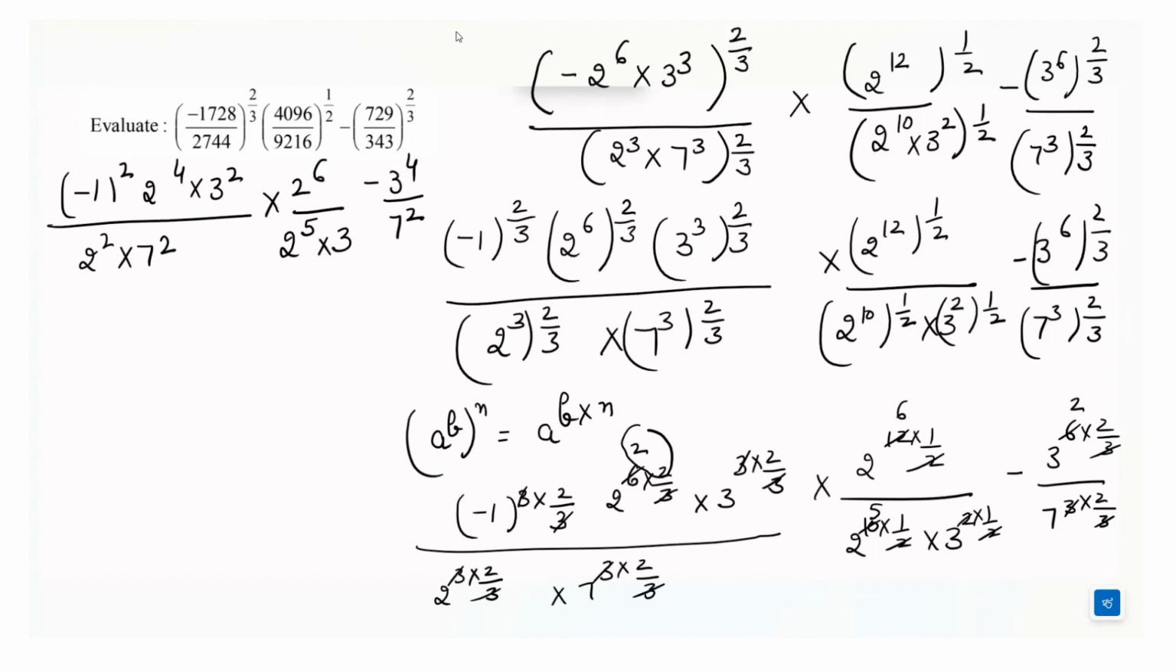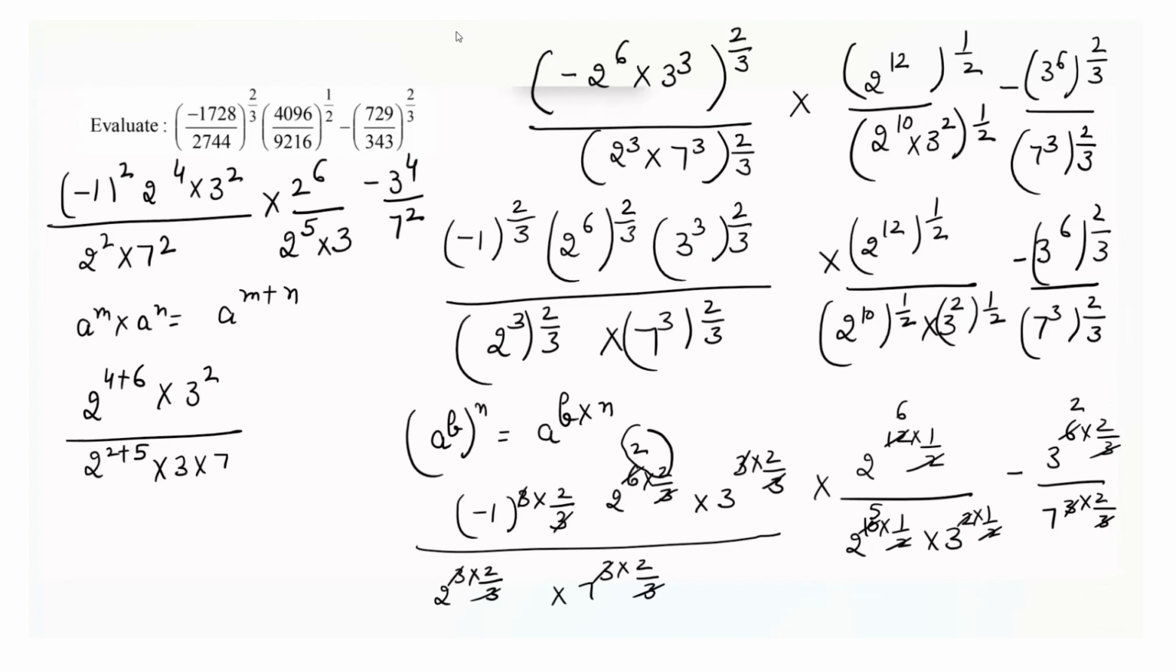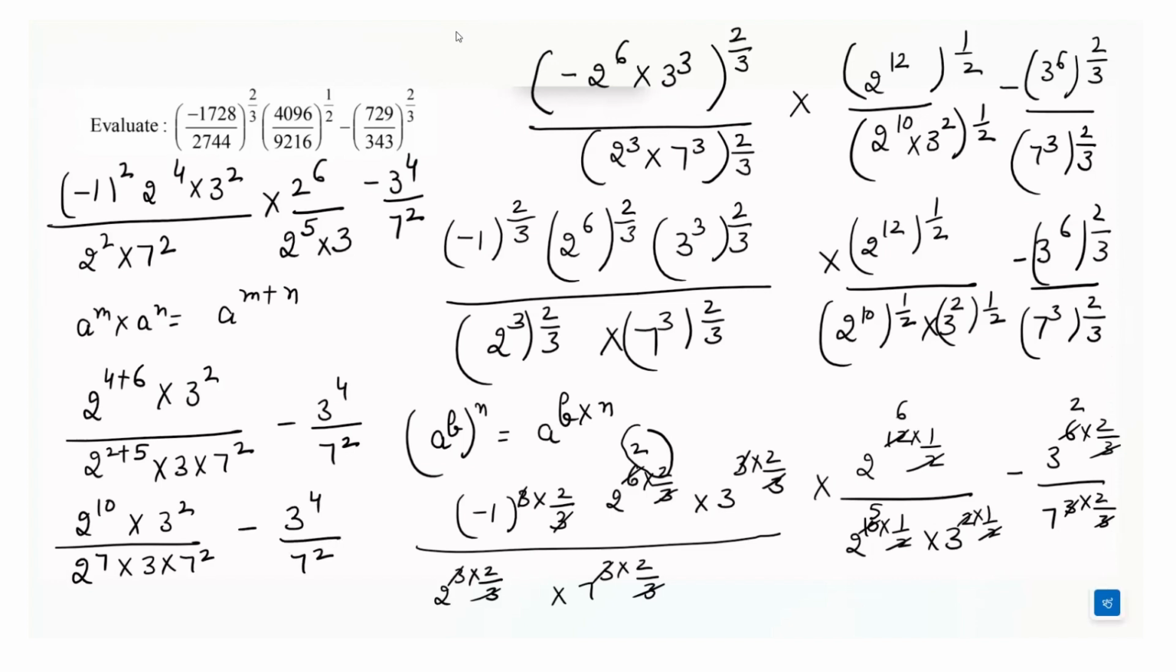Now here we have to use the next rule, which says a^m into a^n is equal to a^(m+n). So (-1) squared means 1, so we will just remove this from here. So it is 2 raised to power 4+6 into 3 raised to power 2 over 2 raised to power 2+5 into 3 into 7 raised to power 2, minus 3 raised to power 4 over 7 raised to power 2. So we'll get 2 raised to power 10 into 3 raised to power 2 over 2 raised to power 7 into 3 into 7 raised to power 2, minus 3 raised to power 4 over 7 raised to power 2.